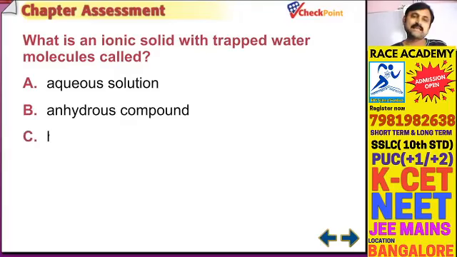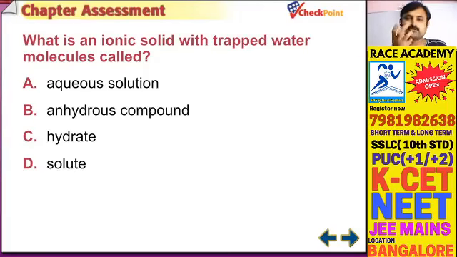Next, what is an ionic solid with trapped water molecules called? So ionic solids will trap water molecules from the atmosphere, you all know. After that, they will become hydrated. So we'll say they are hydrates.